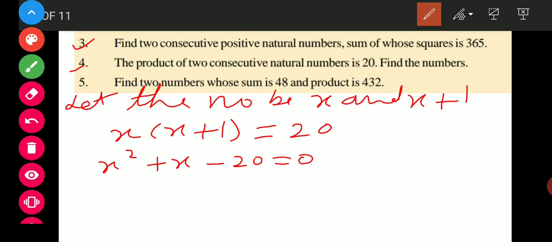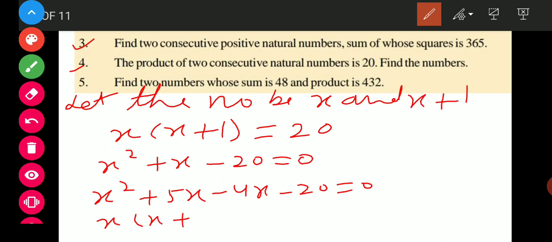Now factorize this one. So x square plus 5x minus 4x minus 20 equal to 0, since 5 times 4 is 20. So x as a common, so x plus 5, and minus 4 as a common.